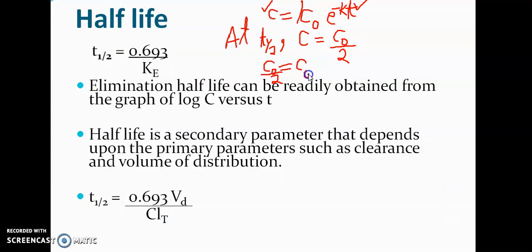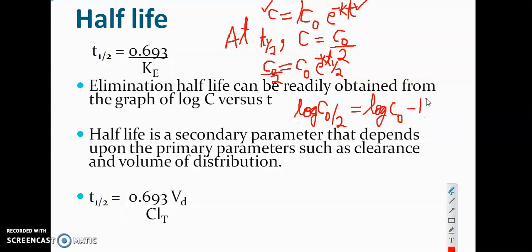Now we are going to substitute the values in the above equation. Instead of C, I'm going to write C naught by 2, because C is equal to C naught by 2 at T half. Then C naught by 2 is equal to C naught e raised to the power minus k T half. Now this is a mono-exponential equation. To convert it into a straight line relationship, we need to take the logarithm on both sides. So the equation will be converted into: log of C0 by 2 is equal to log of C0 minus k t half.